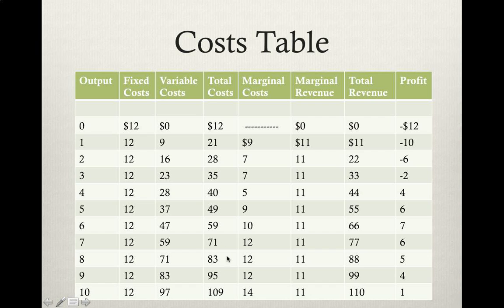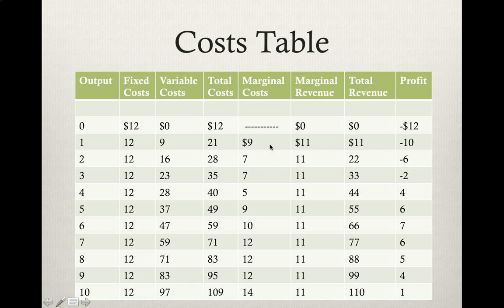So anytime you have the total cost number, you can always break that down. If you know what your fixed costs are, all you're going to do is take 21 and subtract 12 from that, and that will give you your variable cost. So you can do this either way. So we're going to add these two columns to get our total cost.